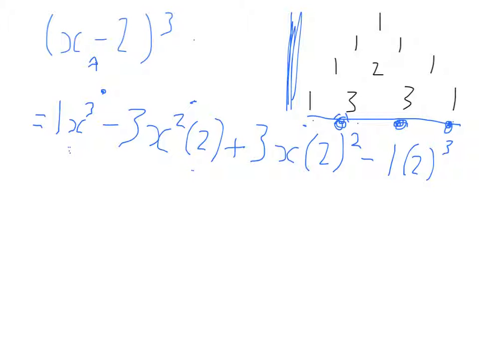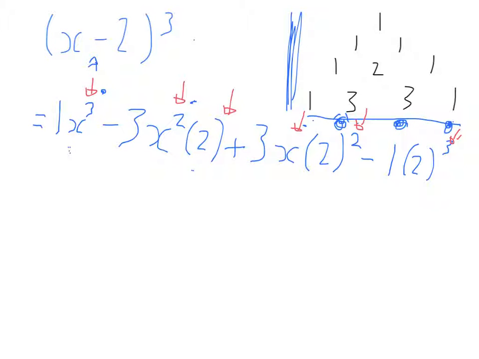Also, just note that in every single case, if I look at the powers and I add them up, they always add up to 3. So here we've got a 3. Here we've got 2 plus a 1 I haven't written in. 2 plus 1 is 3. Here we have 1 and 2, which is 3. And here we have 3 as well.